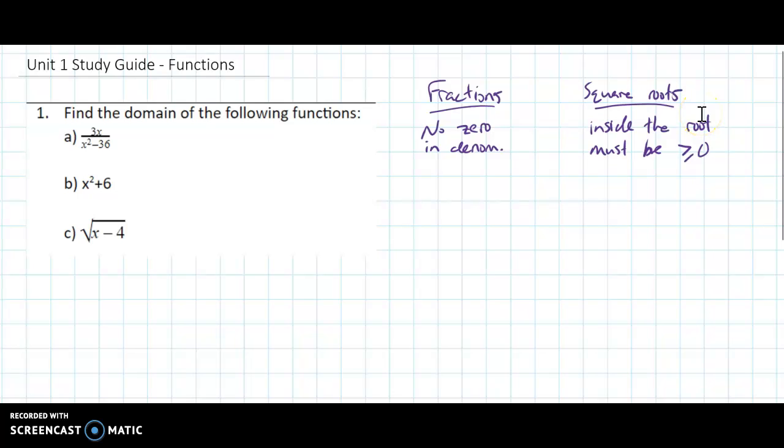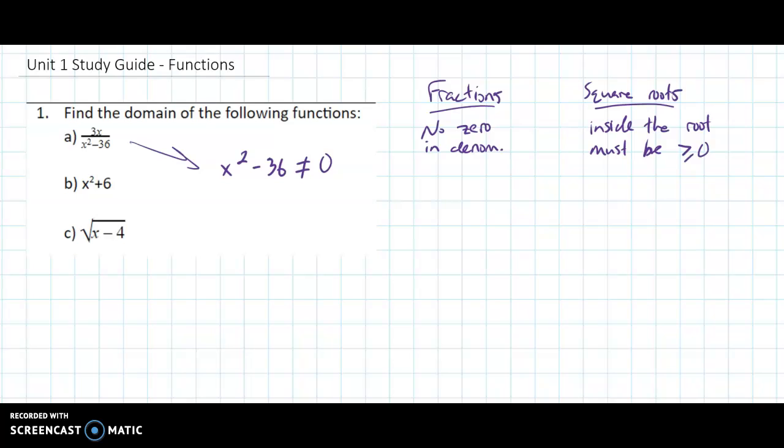So let's start with this one, letter A. The 3x in the top doesn't matter. I can have anything up there. What I need to do, since it's a fraction, is make sure that we don't have any zeros in the denominator. So what I do is I take x squared minus 36, that's the bottom of the fraction, and I say it can't be equal to 0.